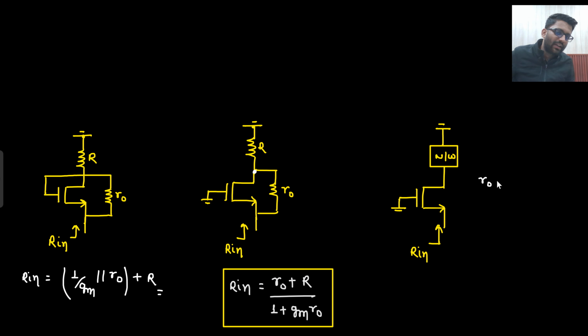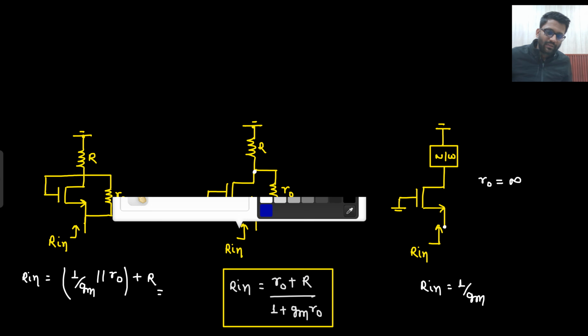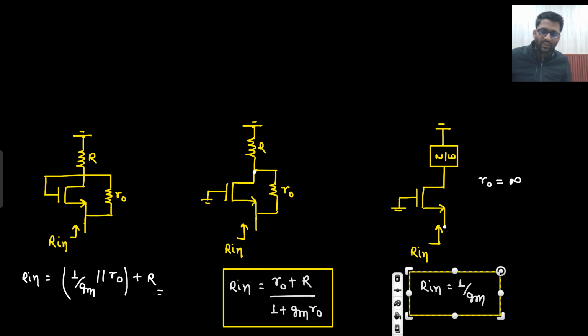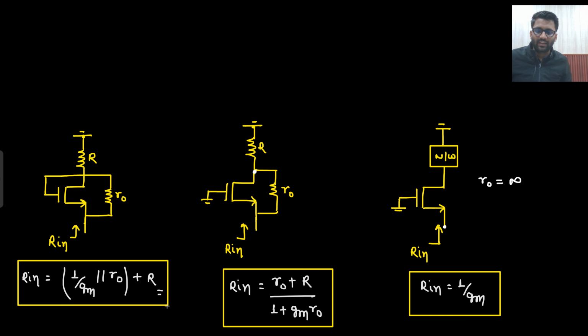Here we are saying that R naught is infinity. Then no matter whatever the network is, I don't care about that. One thing I know is that from my V in to ground, I only see 1 by gm. That's it. So my R in will be equal to 1 by gm. Are you getting this point? So these three different circuits are there, and these three different answers. I hope this is also clear to you.